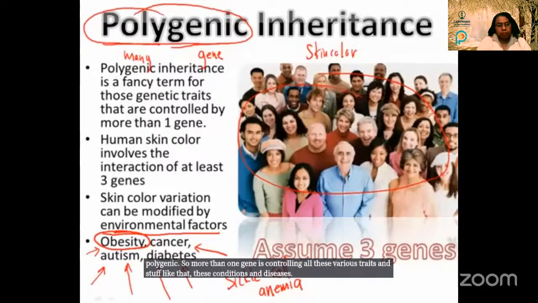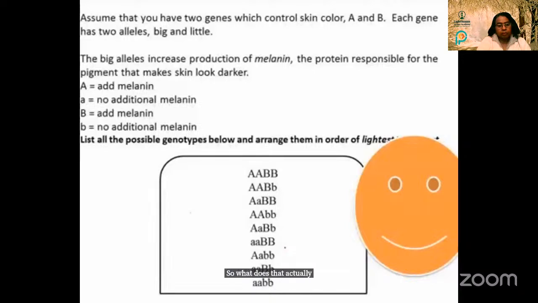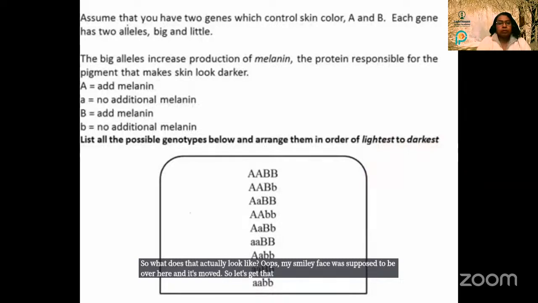So what does that actually look like? Oops, my smiley face was supposed to be over here and it's moved. So let's get that out of the way. Doesn't matter. So this is a good question.